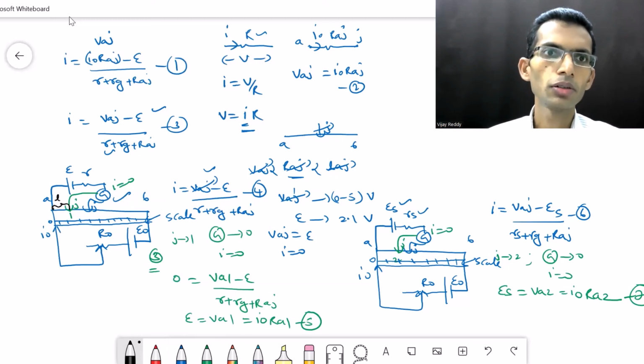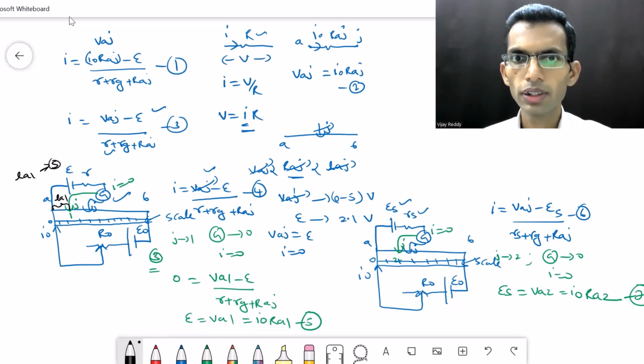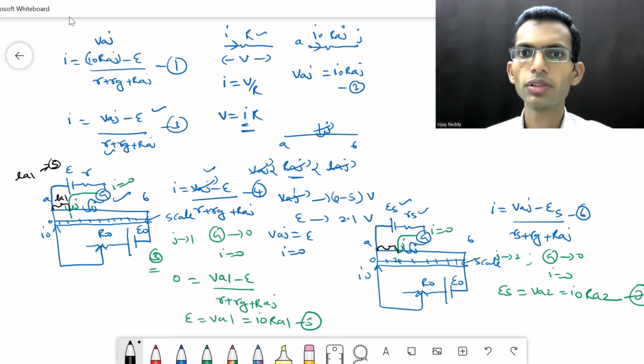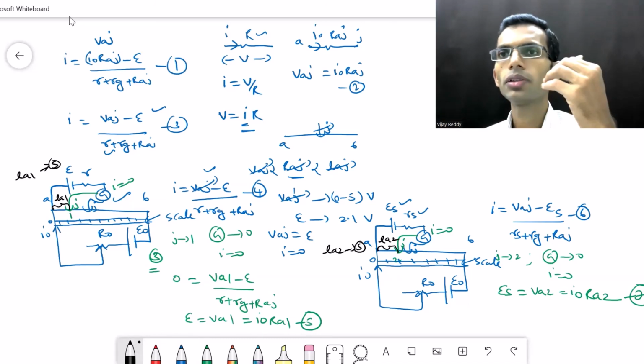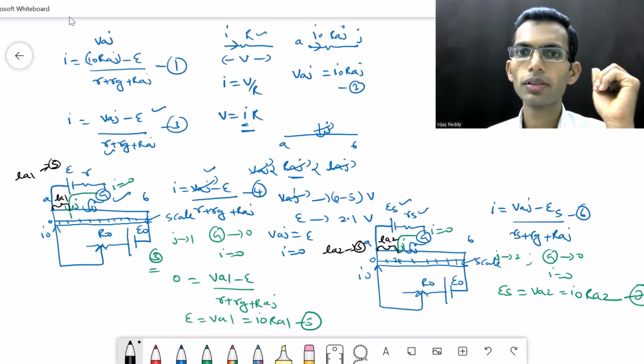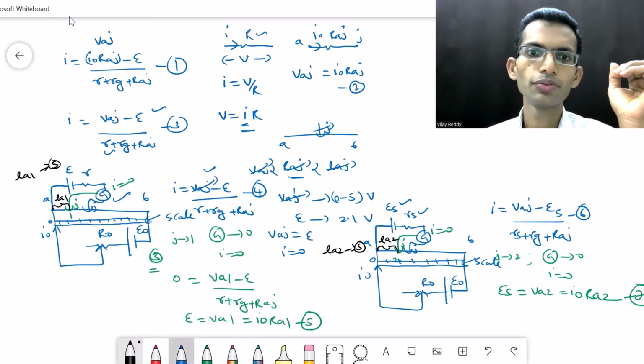Here, position 1 is the first case. To measure LA1, let's say LA1 is the length of the wire between A and 1. Similarly, LA2 is the length of the wire between junction A and the moving contact position for which the galvanometer shows zero deflection. So we will measure these, and we will use them in the next part. Okay, let me move to the next whiteboard.